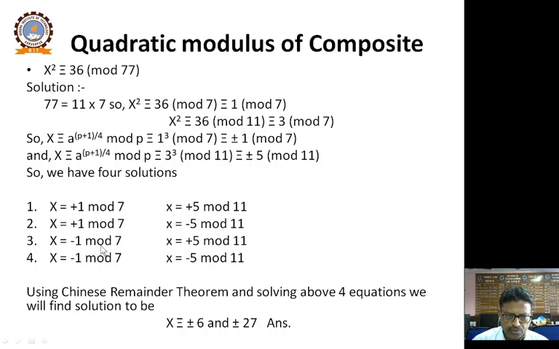Similarly, x equal to minus 1 mod 7 and x equal to plus 5 mod 11. Then we get the value of x by using the Chinese remainder theorem. And ultimately, the result we get is x equal to plus minus 6 and plus minus 27. So it has four solutions.